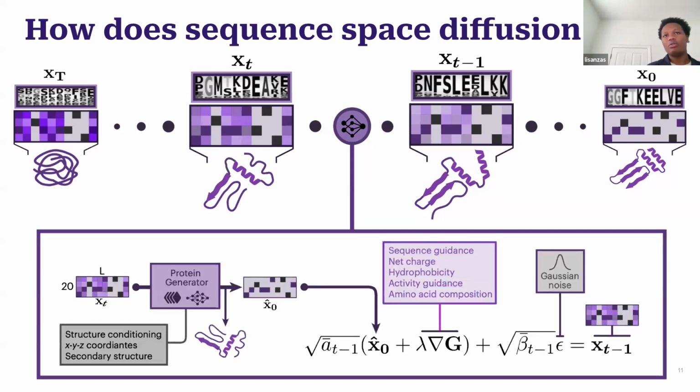And then one thing to note is how we're actually doing this: we have the model predict x naught, and that is the denoised thing at every time step.